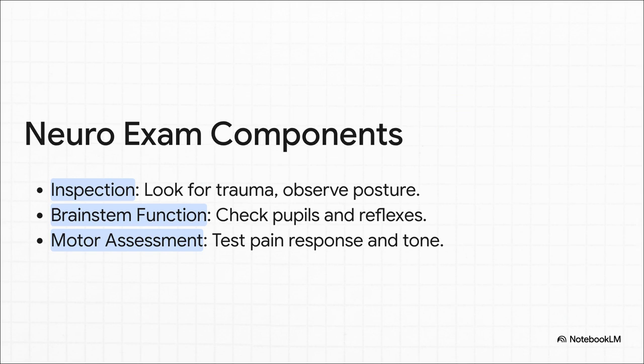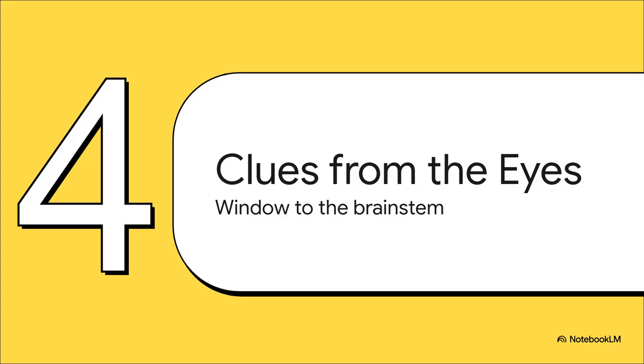Your focused neurological exam has three key parts: a general inspection, looking for signs of trauma or weird posturing, a deep dive into brainstem function by checking pupils and reflexes, and a careful assessment of their motor system. We're going to really zoom in on the two most revealing parts of this exam, the clues from the eyes and those motor responses. You've heard the saying, the eyes are the window to the soul, right? Well, in neurology, the eyes are the window to the brainstem. It's not an exaggeration. The pupillary light reflex pathway travels through so many different parts of the brainstem that it becomes an incredibly powerful tool for localizing exactly where the problem might be.